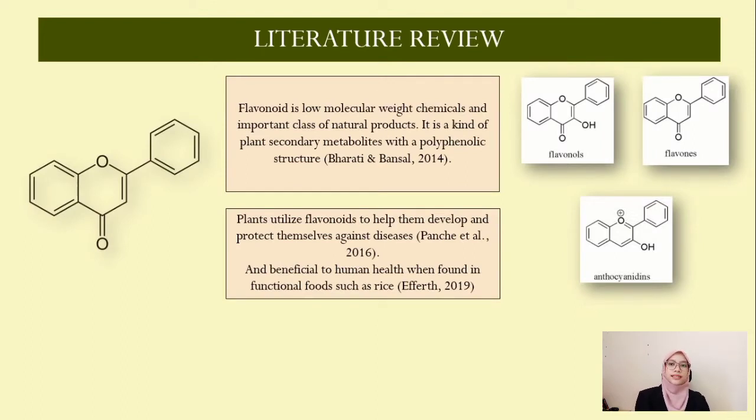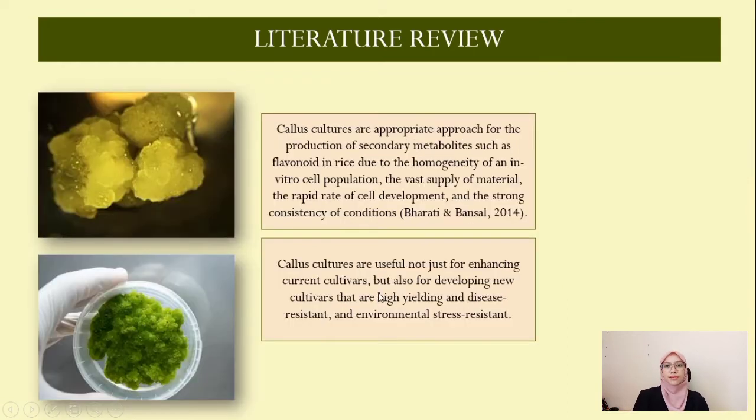Moreover, flavonoids are low molecular weight chemicals and an important class of natural products. It is a kind of plant secondary metabolite with a polyphenolic structure. Plants utilize flavonoids to help them develop and protect themselves against disease, and flavonoids are beneficial to human health when found in functional foods such as rice. Next, Callus cultures are an appropriate approach for the production of secondary metabolites such as flavonoids in rice.